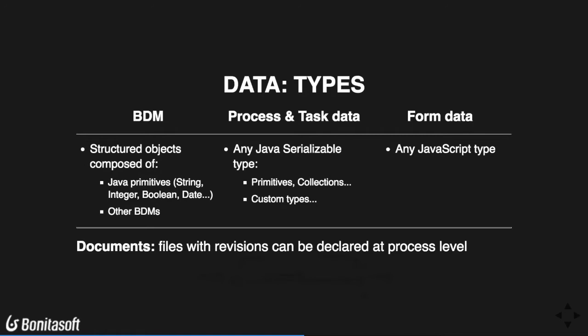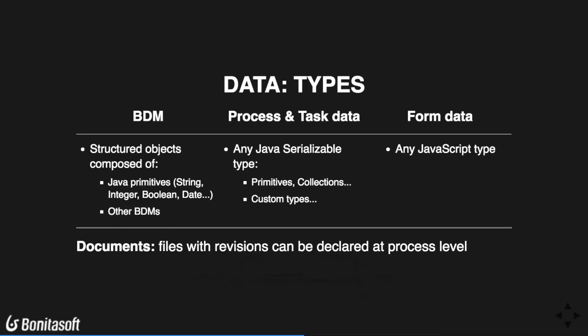Second one is the process and task data. In that case, it will be any serializable type. So primitives and collections are serializable, and there are custom types, where you can come up with your own Java class. I wouldn't recommend it though, because the custom type will be stored as a blob in the database. So in terms of performance and reporting, it will be really hard to manage. Finally, form data, as I said, is any JavaScript type, so it's pretty flexible on this side.